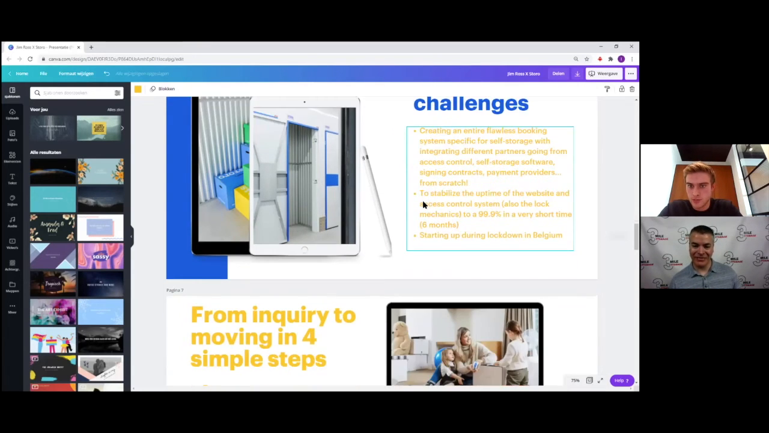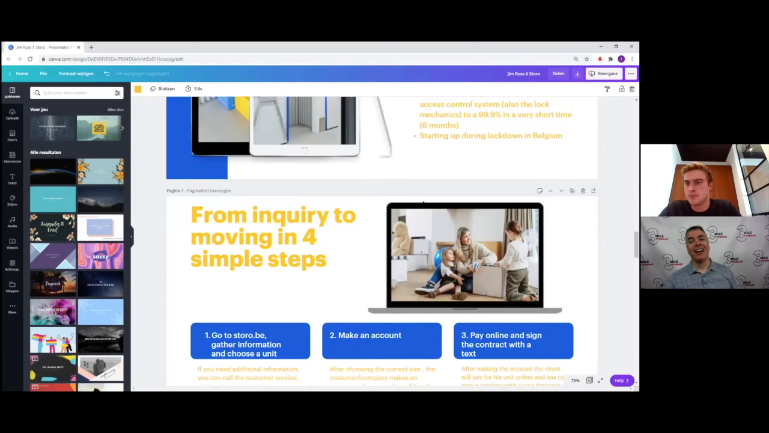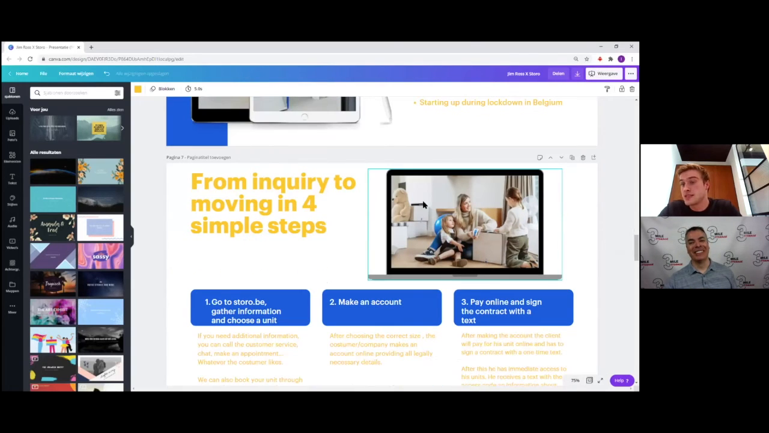And then another big challenge was to start up during lockdown. One day before we planned our big opening, the government said, no, you can't. So it was a bit of a bummer. The first months were very difficult.